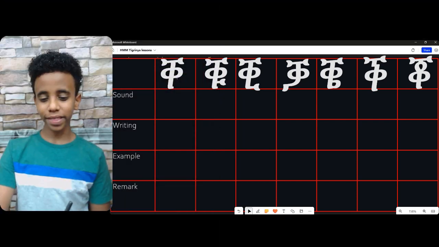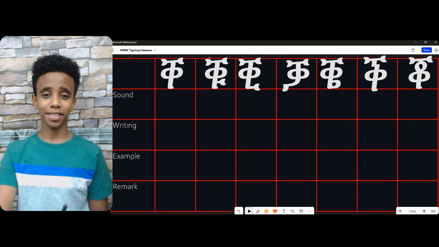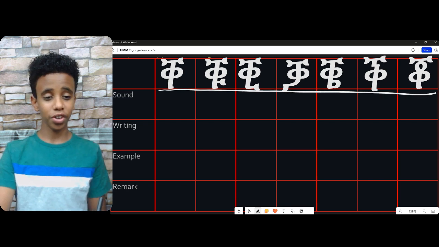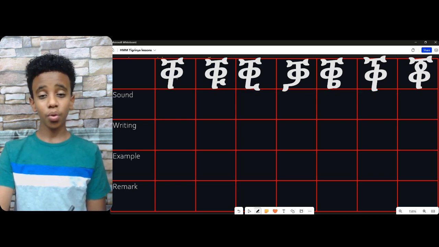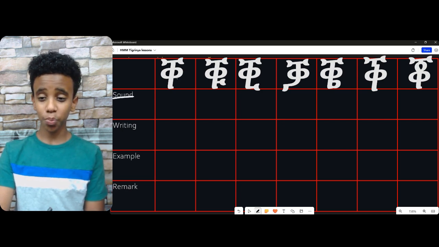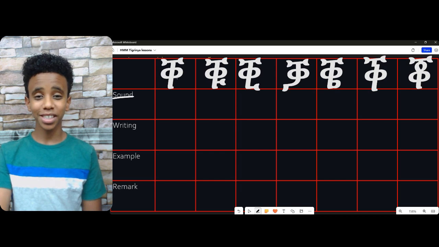We will write this letter using this template. Now this template has 5 rows or 5 sections. The first section or row, which is this one over here, is where the computerized version of these Tigrinya letters will be placed. Our second row, which is the sound row, is where we will learn how to pronounce these Tigrinya letters.